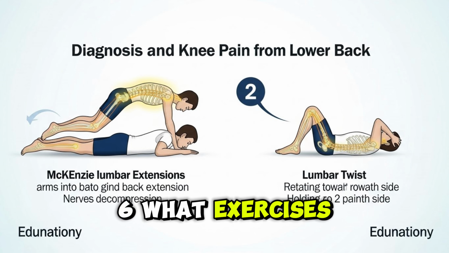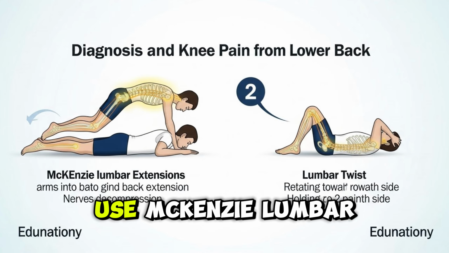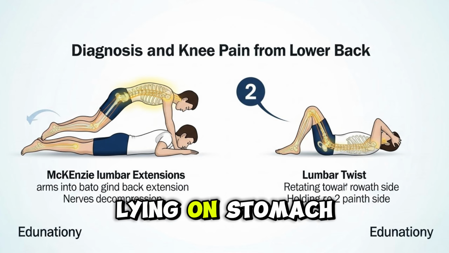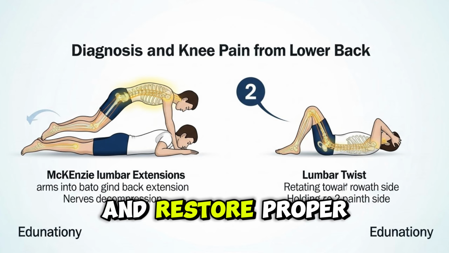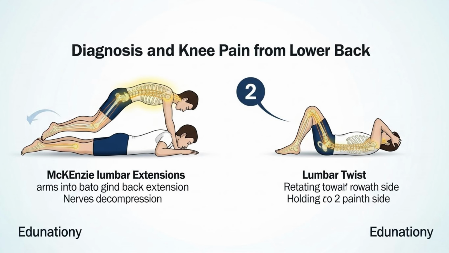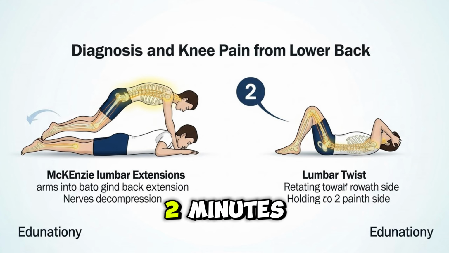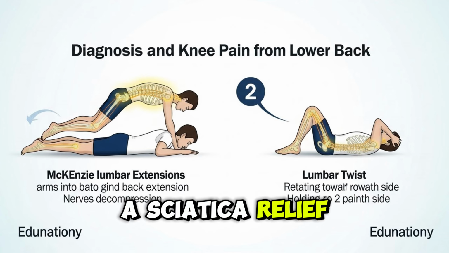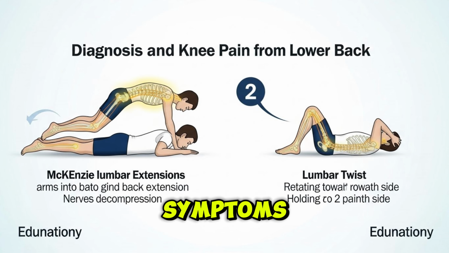6. What exercises help? If the pain is on both sides, use McKenzie lumbar extensions, back bending while lying on your stomach. These exercises decompress the nerves and restore proper activation. If the pain is on one side, use a lumbar twist toward the painful side, holding it for 2 minutes. This technique is often shown as a sciatica relief exercise, but it helps with nearly all nerve-related leg symptoms.